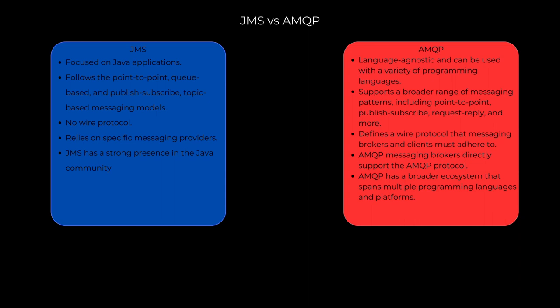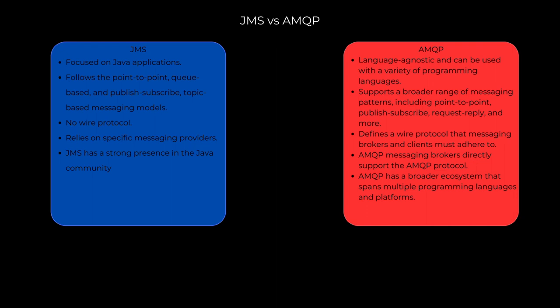Wire protocol. JMS doesn't specify a wire protocol. Instead, messaging providers implement it using their own proprietary wire protocols. AMQP defines a wire protocol that messaging brokers and clients must adhere to. This standardized protocol ensures interoperability between different implementations of AMQP.